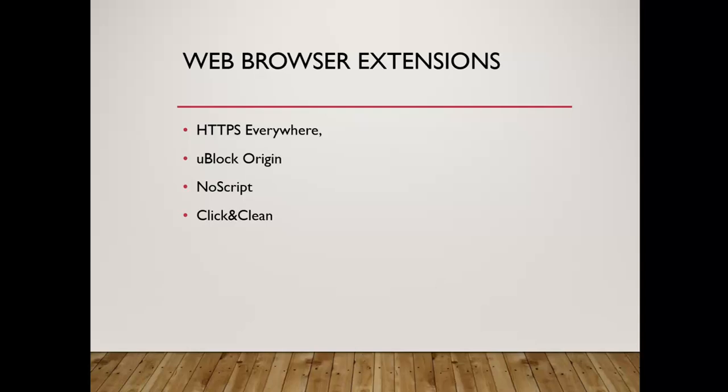Web browser extensions. Using certain extensions can improve the safety of your web browsing. A few examples include HTTPS Everywhere, which forces secure connections; uBlock Origin, which is an app that blocks malicious ads and trackers; NoScript, which blocks untrusted scripts on websites; and Click and Clean, which clears browsing data and cookies easily, reducing tracking and improving website efficiency.